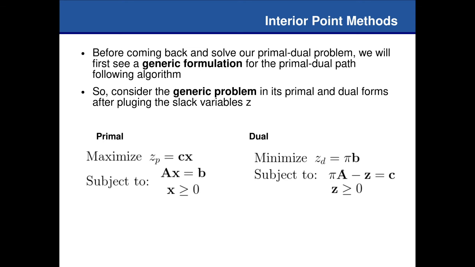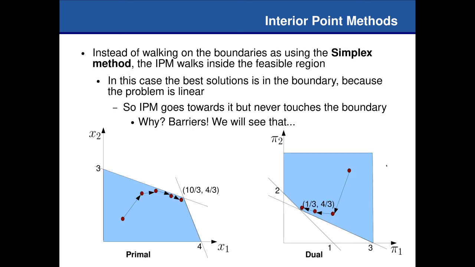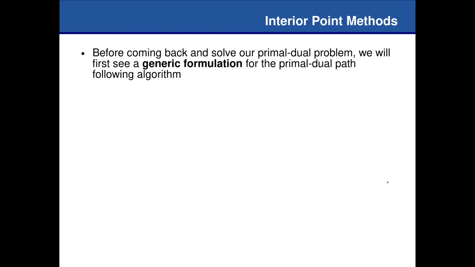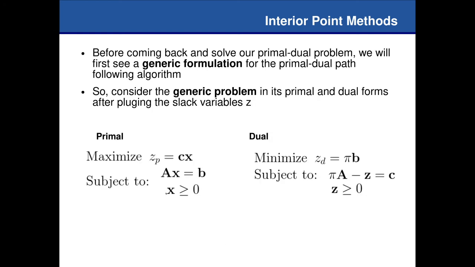So pi product by matrix A, which is the same as the transpose of A multiplied by pi, minus Z, and this Z will contain Z1, Z2, Z3, and Z4, equals C. And you guys know that in my case over here, C is going to be 2 and 3, and 0, 0, because we also have to ensure those two constraints over here to be equal to 0. Okay? That's really nice. So this general formulation can be applied in any kind of linear optimization problem. You can adapt it to your problem and solve it.